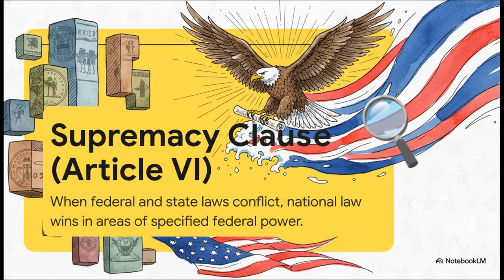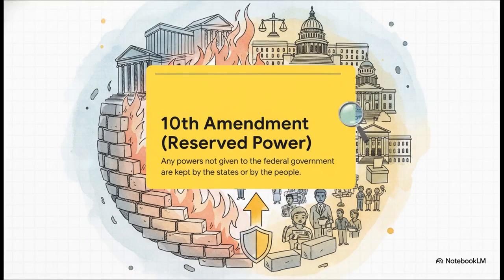So what happens when they actually clash? When a state law and a federal law are in direct conflict? Well, the Constitution has a tiebreaker built right in. It's called the Supremacy Clause, and it's pretty simple. It says that when there's a conflict over an issue the Constitution gives to the feds, the federal law wins, period. This is what makes sure that on the really big stuff, the country acts as one unified nation, not 50 different ones.